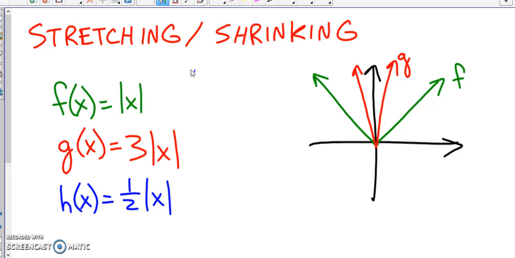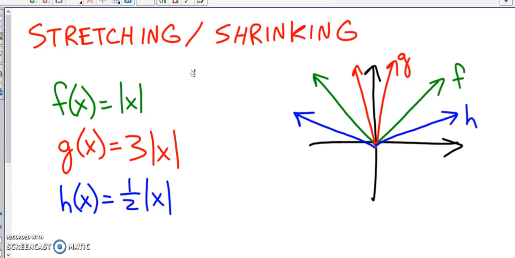So if I have a 1/2 there, what would that do? Yeah, it's going to look wider because it's going to compress it down vertically. So that same point is going to be half as high as it was. It's going to be better if I show you a graph that doesn't have as much symmetry. In fact, let me go ahead and do that right now.